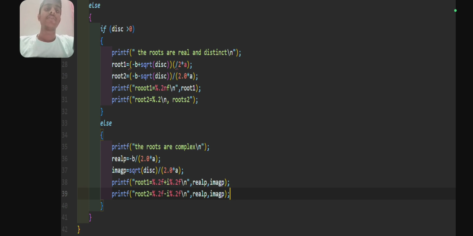Else, if both of the conditions are not satisfied, we print the roots are complex, backslash n. The real part is minus b divided by 2 into a, and the imaginary part is square root of discriminant divided by 2 into a. Then we print root1 equal to percent 0.2f plus i percent 0.2f backslash n, real part comma imaginary part. Printf root2 equal to percent 0.2f minus i percent 0.2f backslash n, real part comma imaginary part. So by writing this program we can get the roots of the quadratic equation.